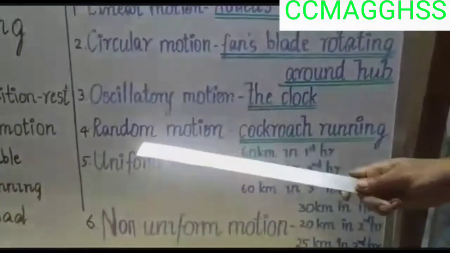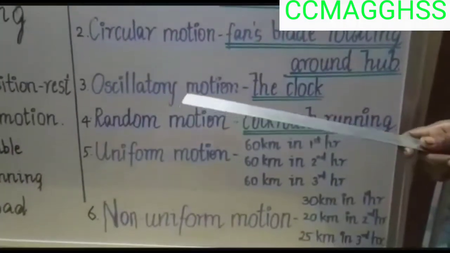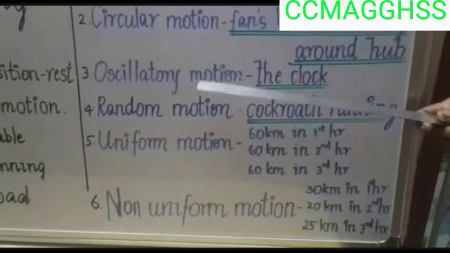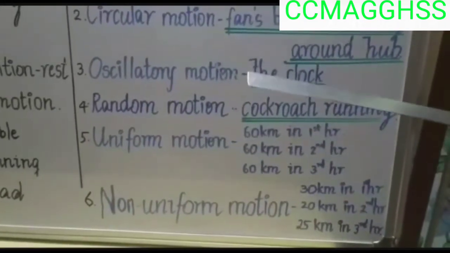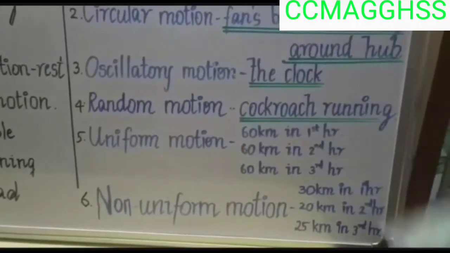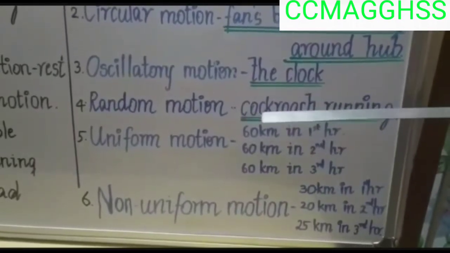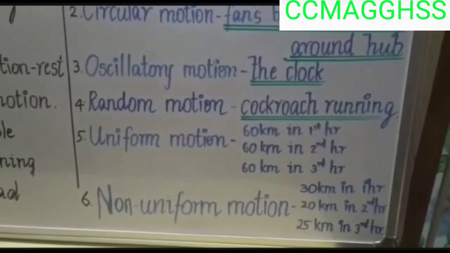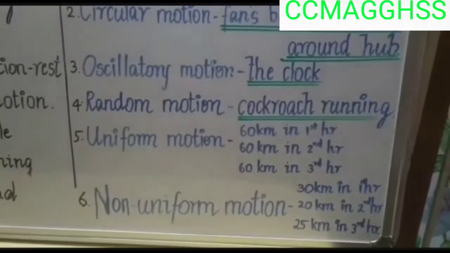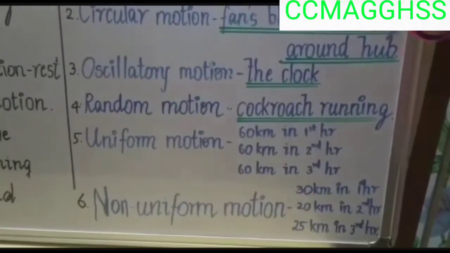Next comes random motion. Random motion is a motion in which the object does not move in a straight path. It moves in all directions in a zigzag manner. For example, we have seen the cockroach running at home, and another good example is the butterfly which flutters and flies all through the air.